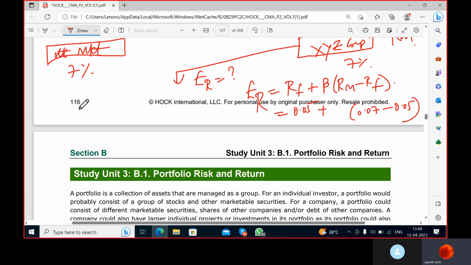Beta is nothing but an indicator of risk. What is that? Indicator of risk. It shows you the risk you have in the security with respect to risk in the market. Market risk is always equal to 1. Beta is equal to 1. That means that is the 100% risk you have.